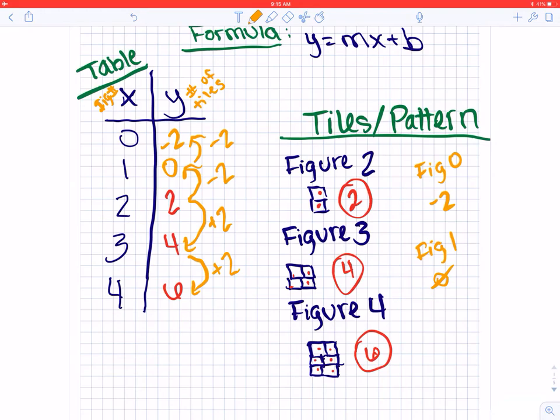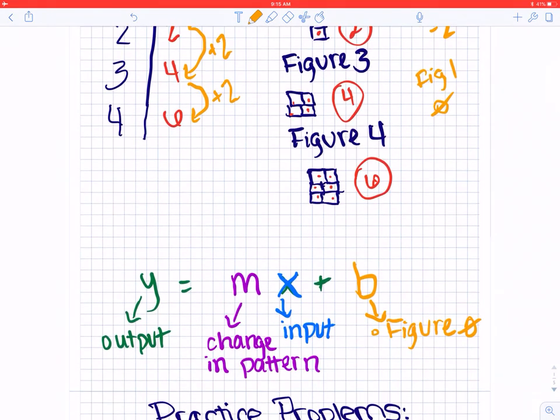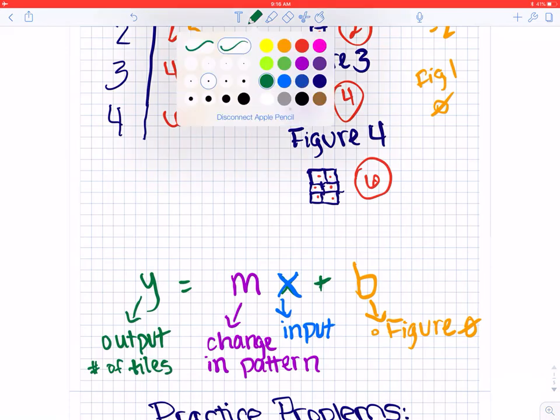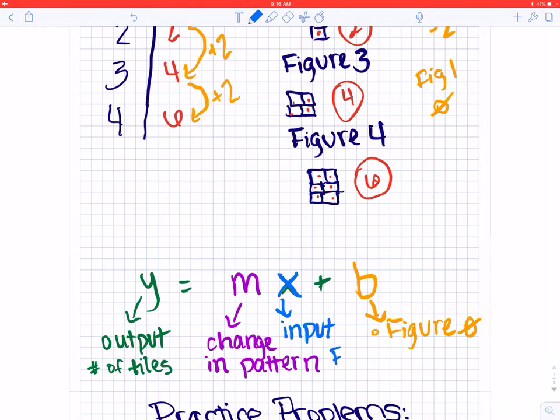Okay, so I have my figure number. I have my number of tiles. My table is done. My pattern's done. My y equals mx plus b slightly changes when I'm given a problem this way. My y is my output. My output is the same as my number of tiles in my table. My m is now my change in pattern. So how is this pattern changing? It's changing by 2. How is the line changing? It's changing by 2 over 1. That's the pattern. It's how the line is changing.